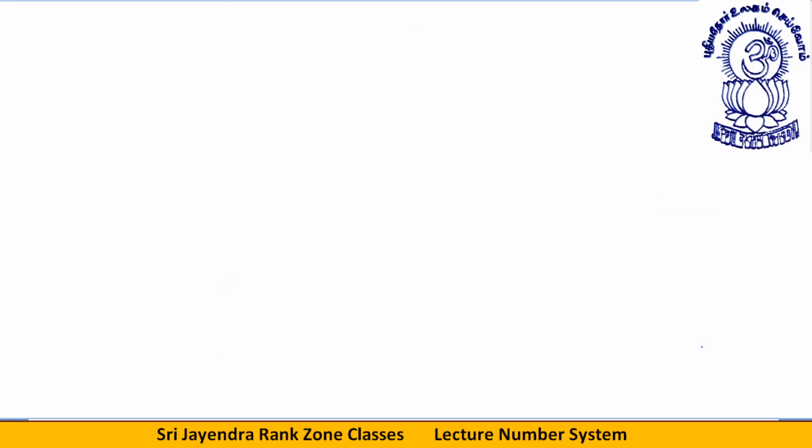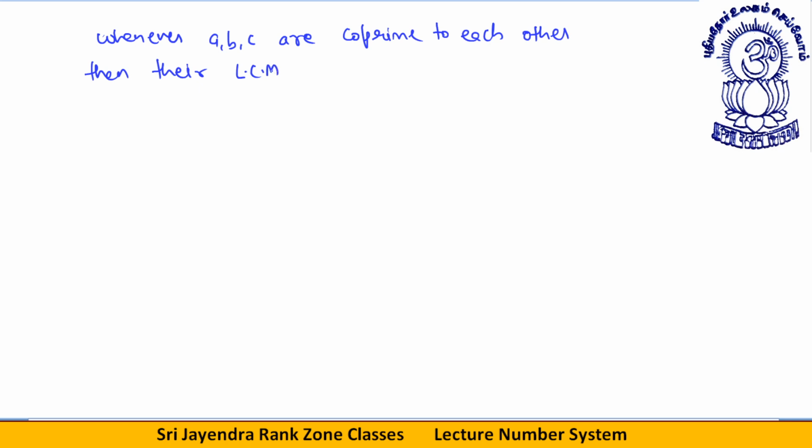Next thing, students, whenever A, B, C are co-prime to each other, then their LCM will be A into B into C. Okay, what does the word co-prime mean?